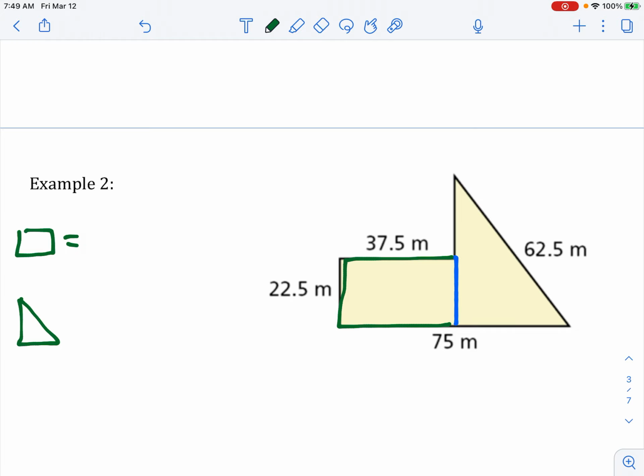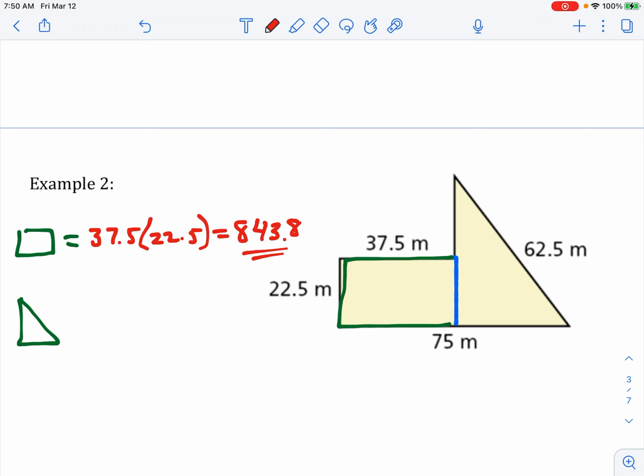Okay, I'm going to do the area of the rectangle first. Area of a rectangle says base times height. Well, the base is 37.5 on the rectangle. The height is 22.5, so I'm going to multiply those together, and that's going to give me 843.8 for the rectangle.